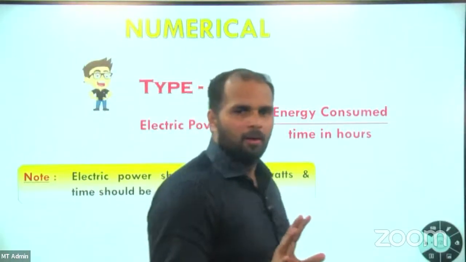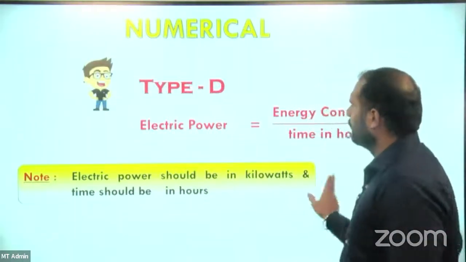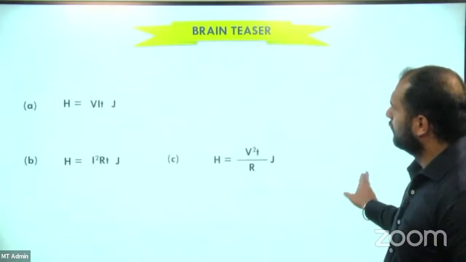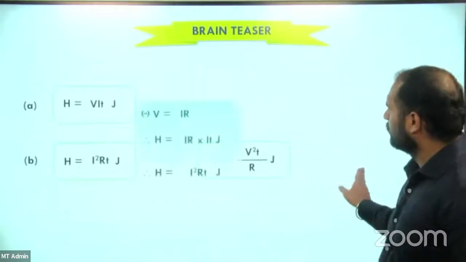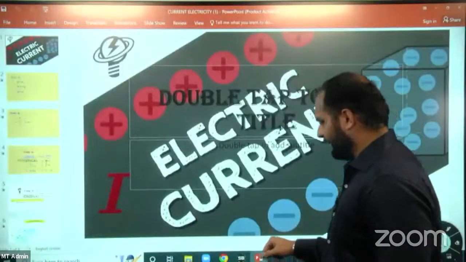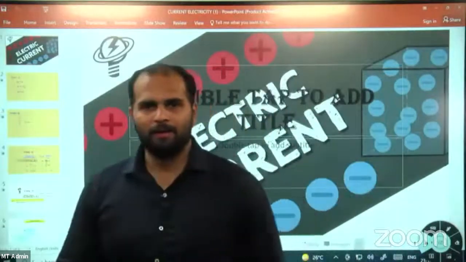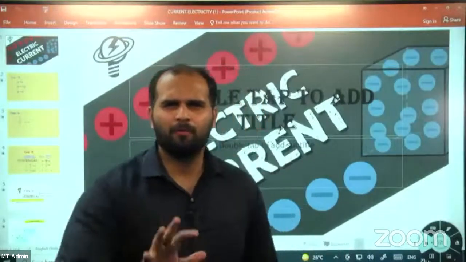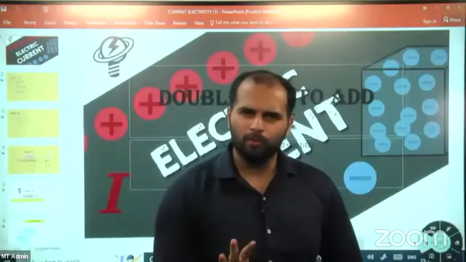Perfect. So this is your type D part. And then we have some formulas. Again, these are the same formulas which you can see over there. So now the theory part, the basic part for today's session, has been done.